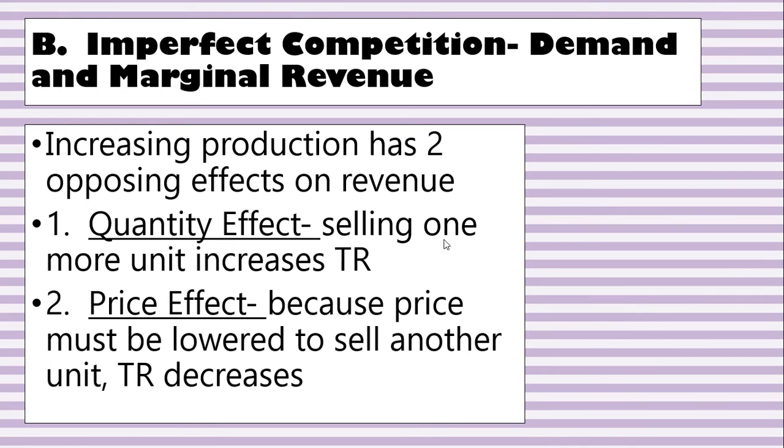Then there's also something called the price effect that could be happening because we have increased production. Once again, in order to sell that additional unit that I produced by increasing my production, I had to lower the price. So now, yes, I'm selling more, but because I had to lower the price by so much, my total revenue is actually falling. So that is the price effect. In other words, I had to lower price and total revenue decreased.